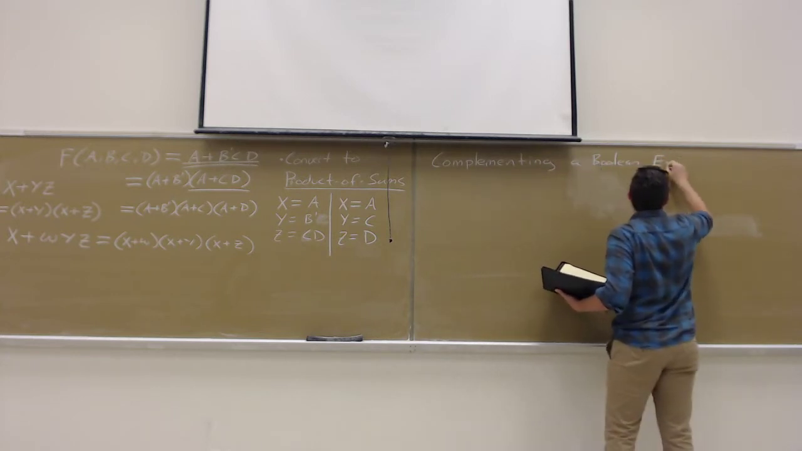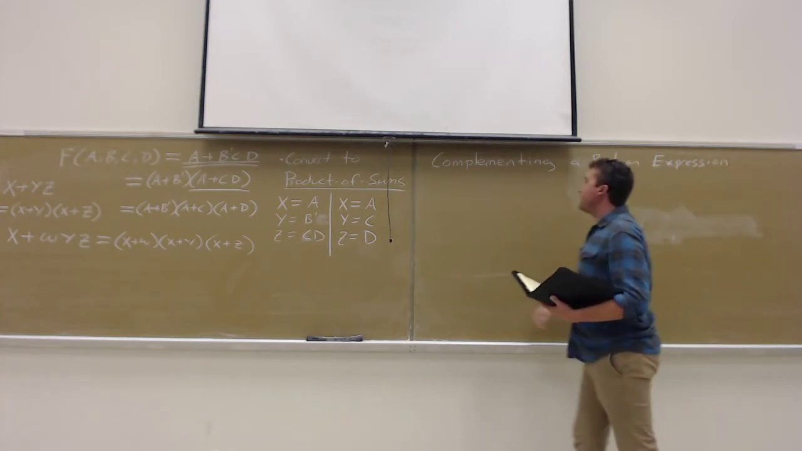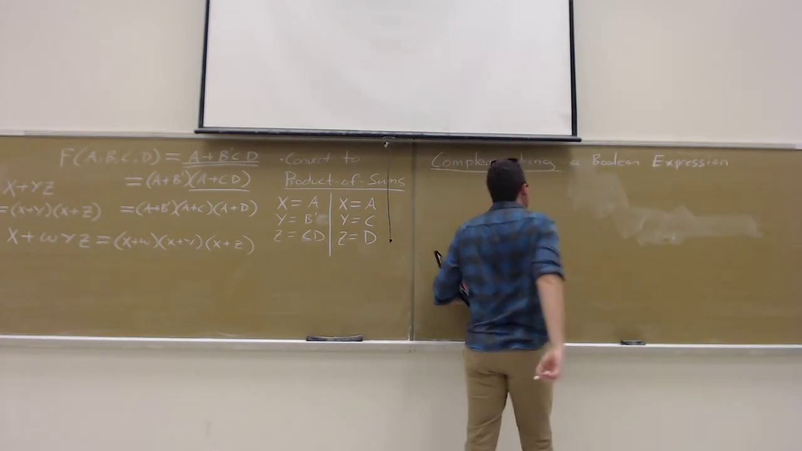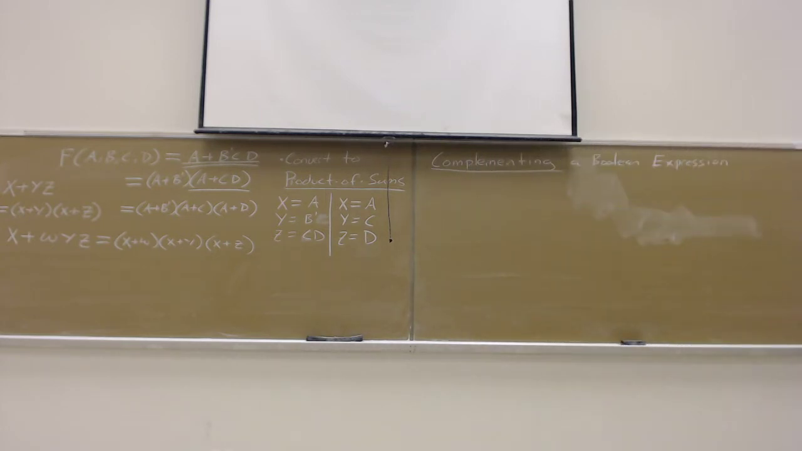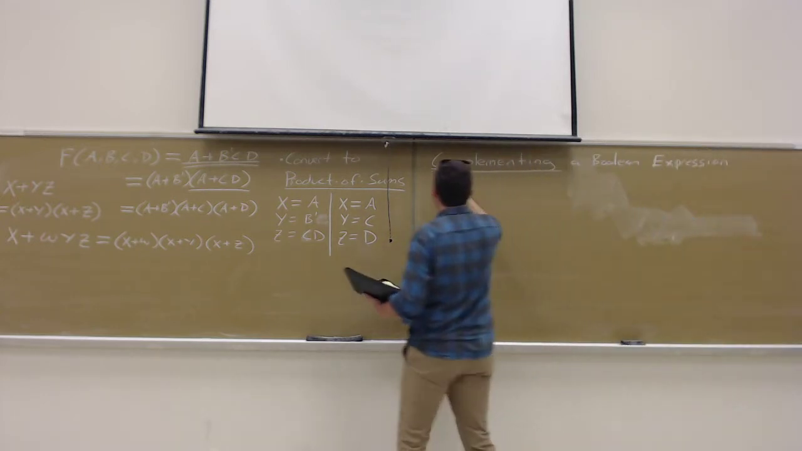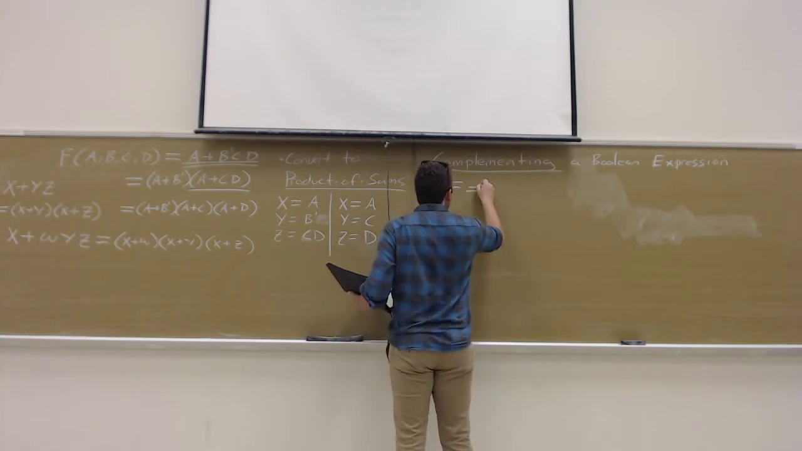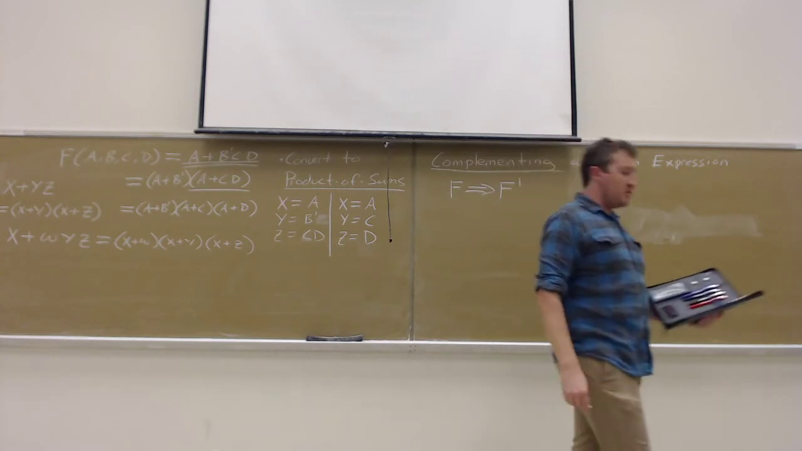Complementing a Boolean expression. What does complementing mean? Like the opposite. Taking the inverse, exactly, right? So complementing is taking the inverse of the thing. We're taking our function, our Boolean expression f, and converting it into f prime. There are lots of reasons why we would want to do this.